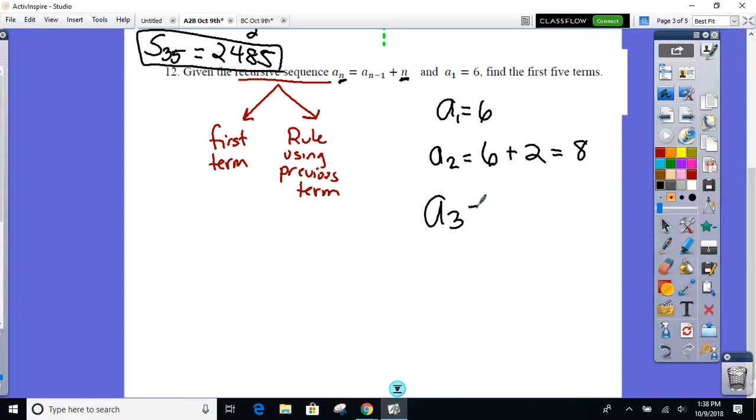Okay, we needed 5, though. Little help on the third one? Previous plus 3. Fourth, 11 plus 4. And then take it home.